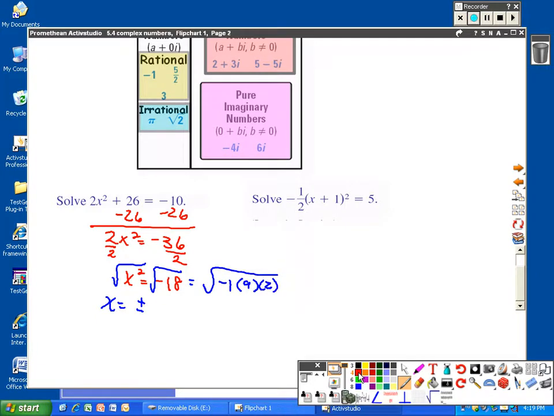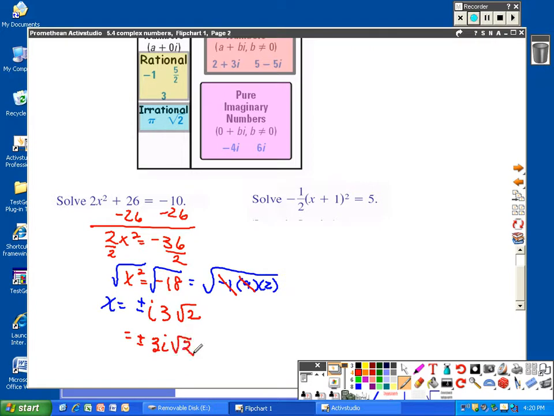Well, the square root of negative 1 would be i. The square root of 9 would be 3. And then I have a square root of 2. So that means plus or minus 3i square root of 2. That is a pure imaginary number because there is no real part to it. And since I had a power of 2, I should have 2 roots. And my 2 roots are x equals 3i square root of 2 or x equals negative 3i square root of 2.